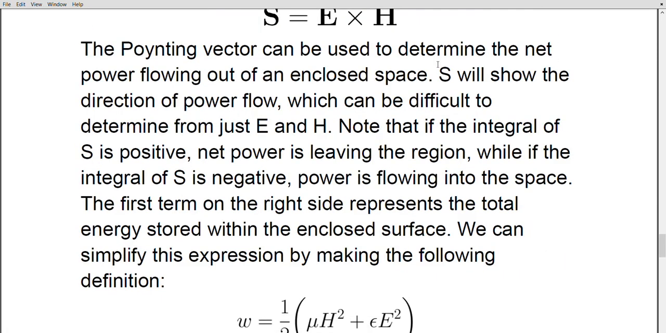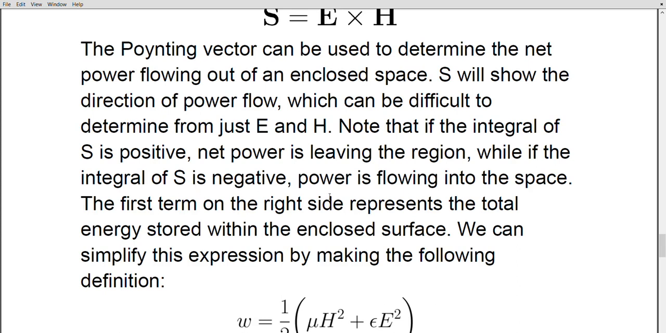The Poynting vector can be used to determine the net power flowing out of an enclosed space. S will show the direction of power flow, which can be difficult to determine from E and H. Note that if the integral of S is positive, net power is leaving the region, while if the integral of S is negative, power is flowing into the space. So if S is positive, the power will leave the region, and if S is negative, then the power will flow into the space.